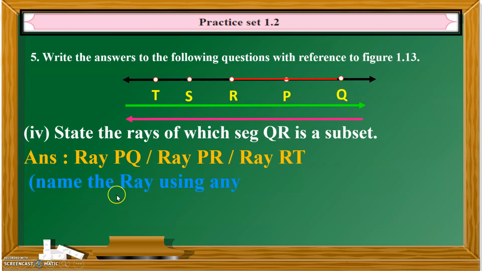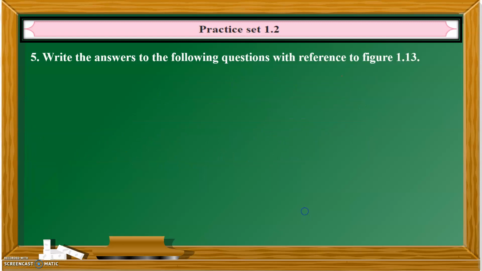I have given you the clue. Name the ray using any two alphabets on the line. Any two alphabets. All answers are correct here. But you have to write with ray. You have to begin your answer with the word ray. Clear? Now we go to the next question.